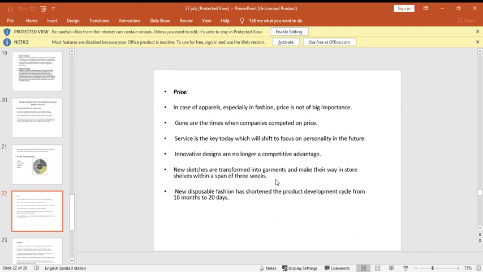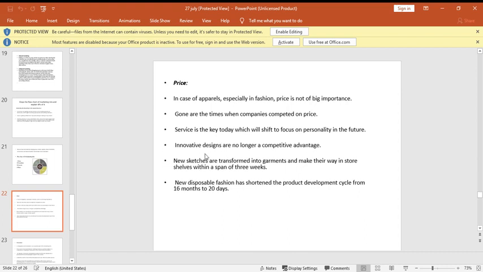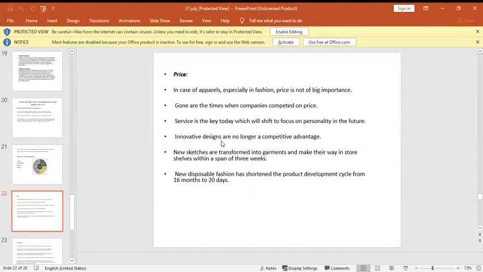So innovative designs are no longer a competitive advantage. New sketches are transformed into garments and make their way to store shelves within a span of 3 weeks. New disposable fashion has shortened the product development cycle from 16 months to 20 days. This is about price. How the changes are going to be done.